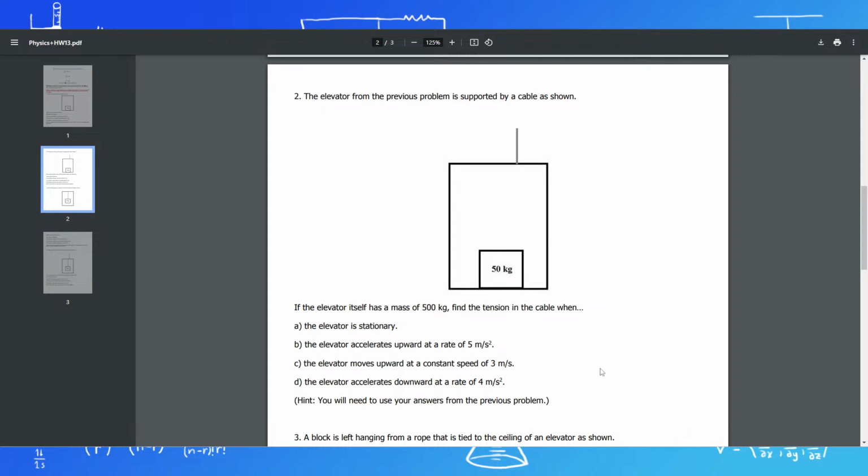Okay, let's see what we can do here. So I drew a diagram for the 50 kilogram object. Now I'm going to draw a separate diagram for the elevator itself. So what does the elevator have acting on it? Well, there's a cable that can only pull up on it, so force of tension upward. And then the elevator itself is 500 kilograms, so I'm going to go ahead and write that. And then the elevator, of course, has a weight, so the earth is pulling on it. There's a force of gravity.